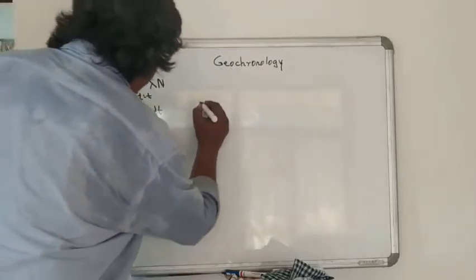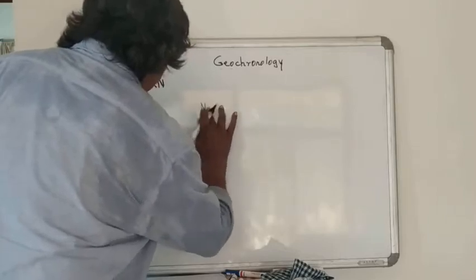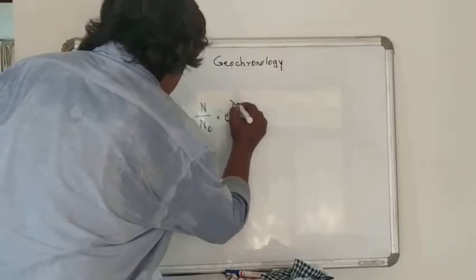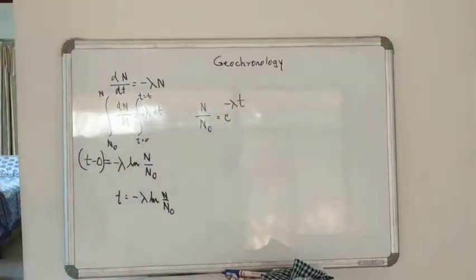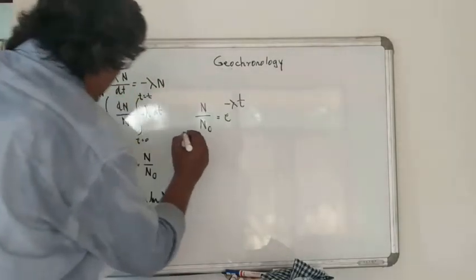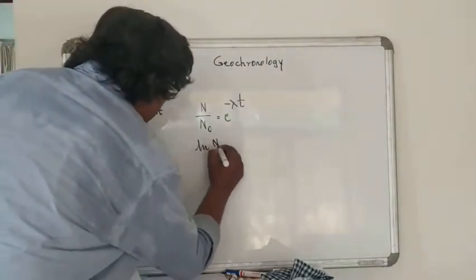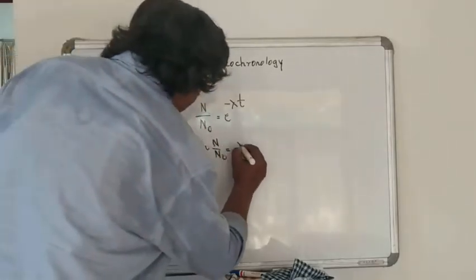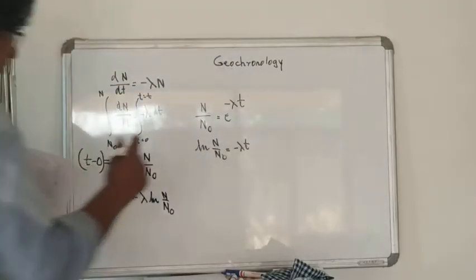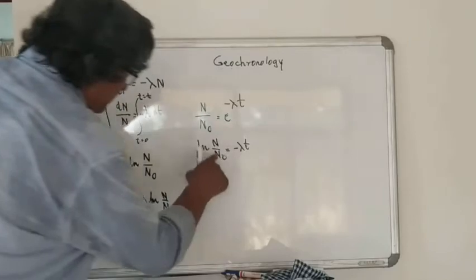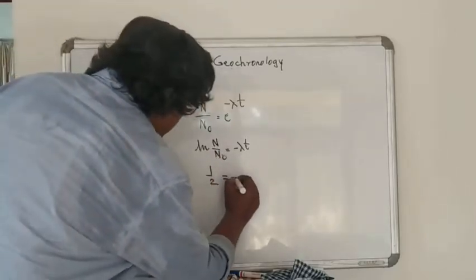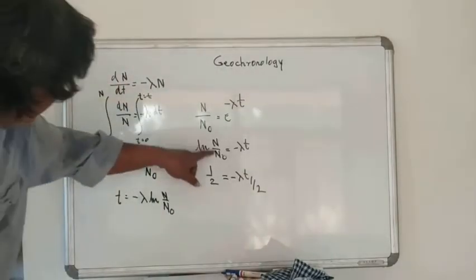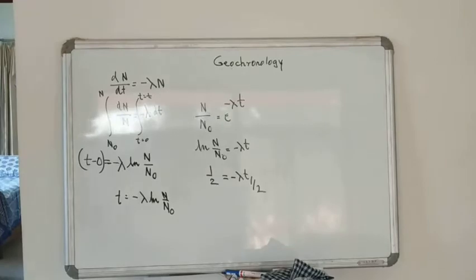So from here we have N by N0 is equal to e to the power minus lambda t. This is what we will have. And then we can have ln N by N0 is equal to minus lambda t, and you can have 1 by 2, because remember 1 by 2 is equal to minus lambda t half. You see, that's half-life, because then N by N0 is equal to 1 by 2.